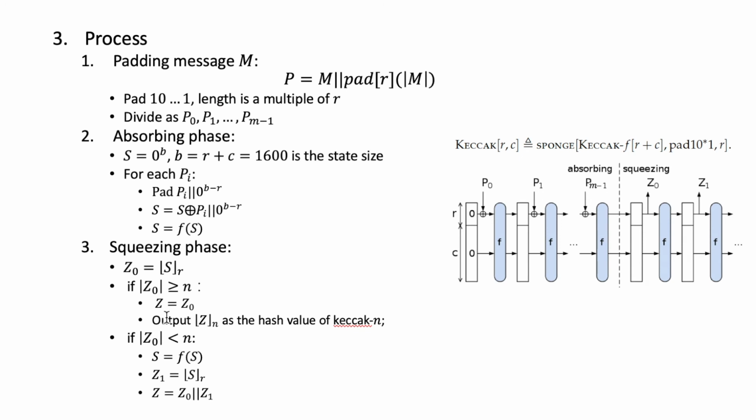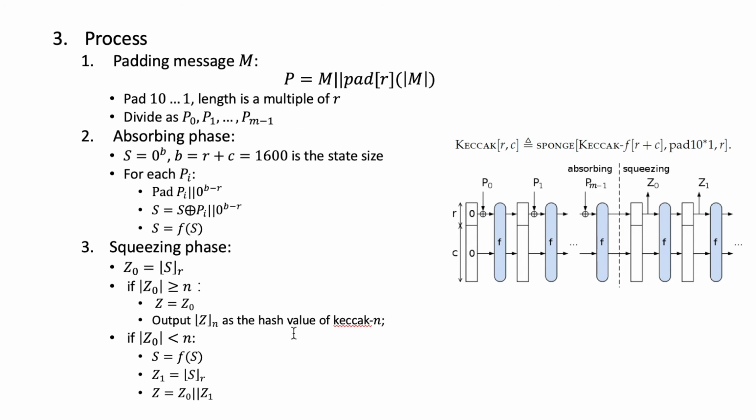So actually for the first Z0, the length will be R bits, so it's 1088 bits. And the output length is 256. So we're just going to use the first 256 bits of Z0, and of course that's the final hash value of Keccak-256.